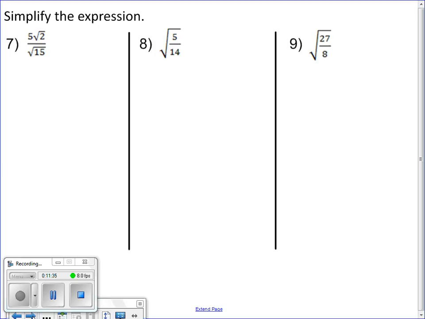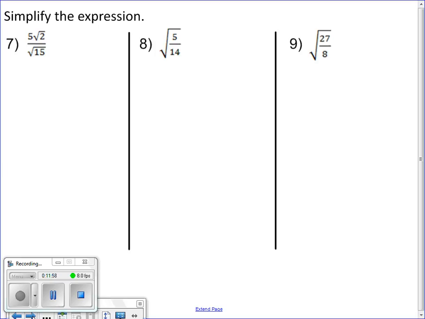Number 7. 5 radical 2 over radical 15. All right, so I don't have a big fraction to split. It's actually already split, right? Radical top, radical on the bottom. Can you simplify radical 2? No. Simplify radical 15? 15 is just 5 and 3. There's no pairs there. Okay, so then what's your next step?